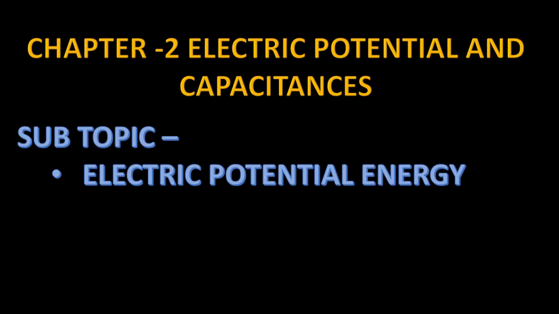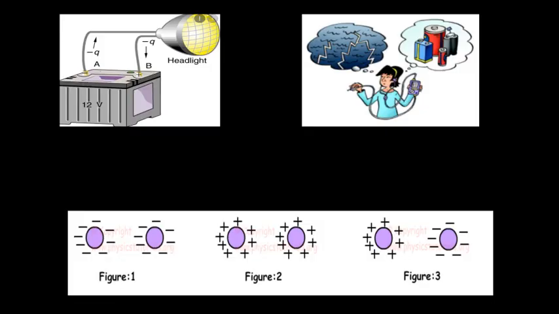Hello students, today we will discuss a new topic from chapter 2 and that topic is electric potential energy. We require electric potential energy to do many things. We have to convert the electrical potential energy into different forms of energies.